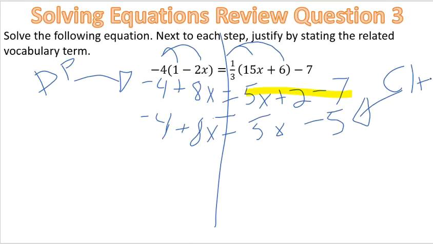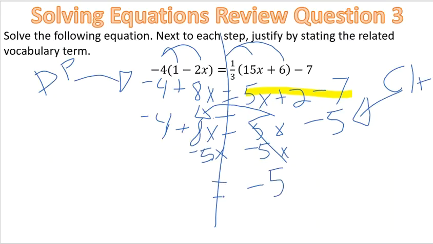From here, we need to get all of our variables on the same side. I'm going to move my variables over to the left side. So we're going to move that 5x over. We do the opposite to move it across the equal sign. So if we have a positive 5x, we'll subtract 5x from both sides. So 5x minus 5x is 0. We can cross that out. That leaves us with a -5 on the right side.